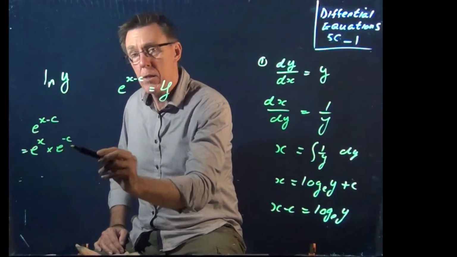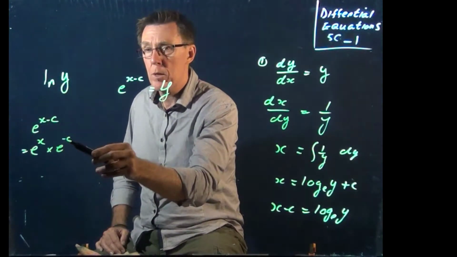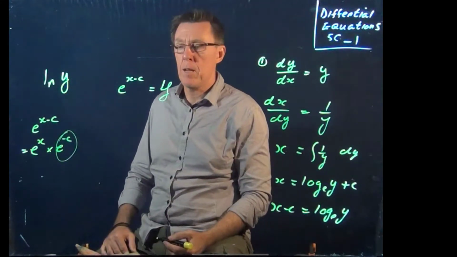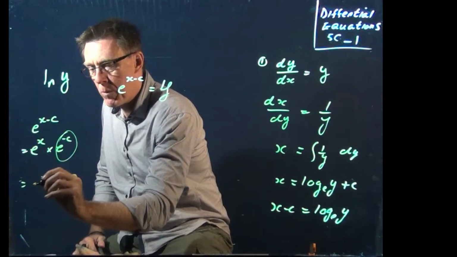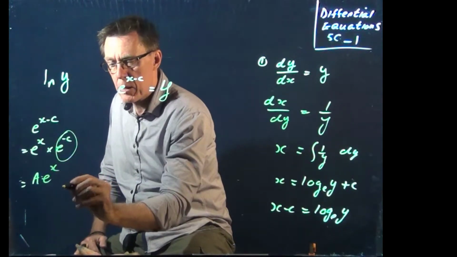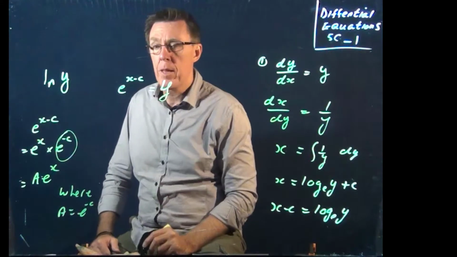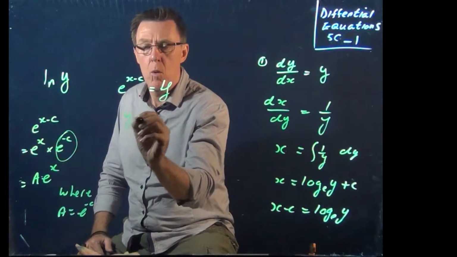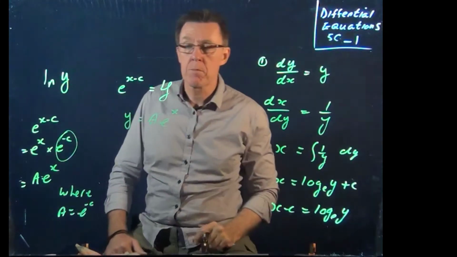Now, e is just a number, 2.71828, etc. Raise it to an index, and it still just gives me a number. So all this is just a number. It might be a messy, ugly, horrible number, but it's just a number. So I'm going to say that this line here is equal to a lots of e to the power of x, where a is equal to e to the negative c. It just simplifies things a little bit. So I can rewrite this now as y is equal to a lots of e to the x.